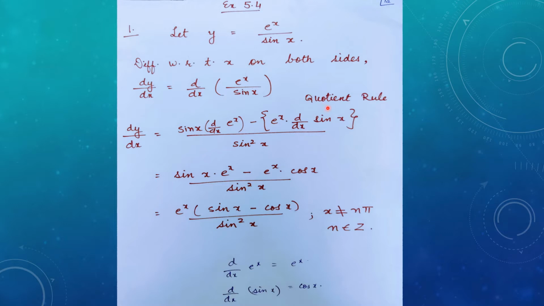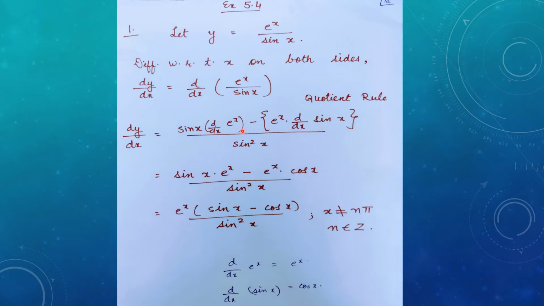Here we apply the quotient rule. dy/dx is equal to, in the denominator we take the square of the given denominator. Here it will be sin²x. Now in the numerator you will have the denominator as it is, means sin x as it is, multiplied by the derivative of the numerator, which is d/dx e^x, minus, big bracket starts, numerator, that is e^x as it is, multiplied by the derivative of the denominator, which is sin x. So we get sin x into d/dx e^x minus e^x into d/dx sin x.